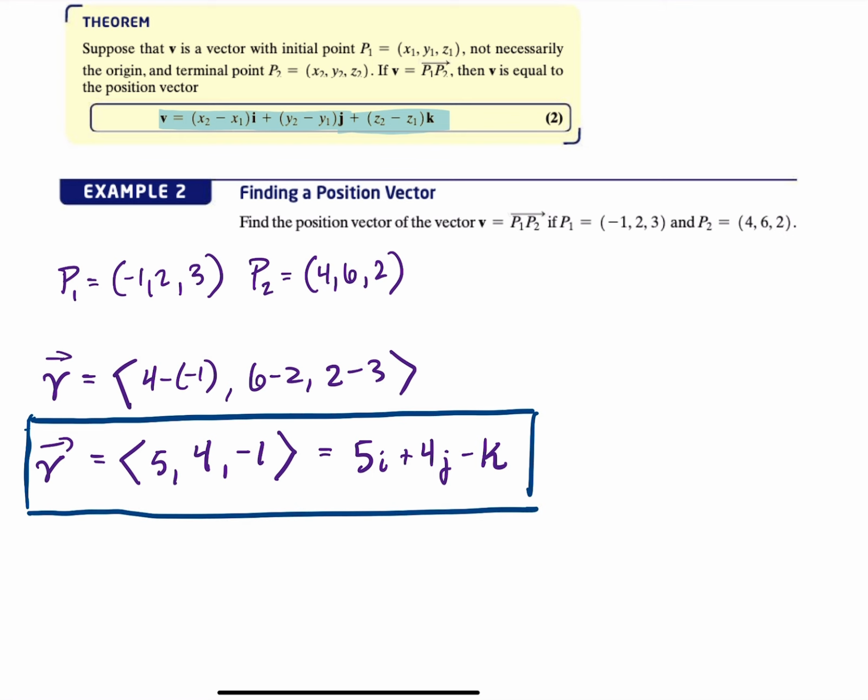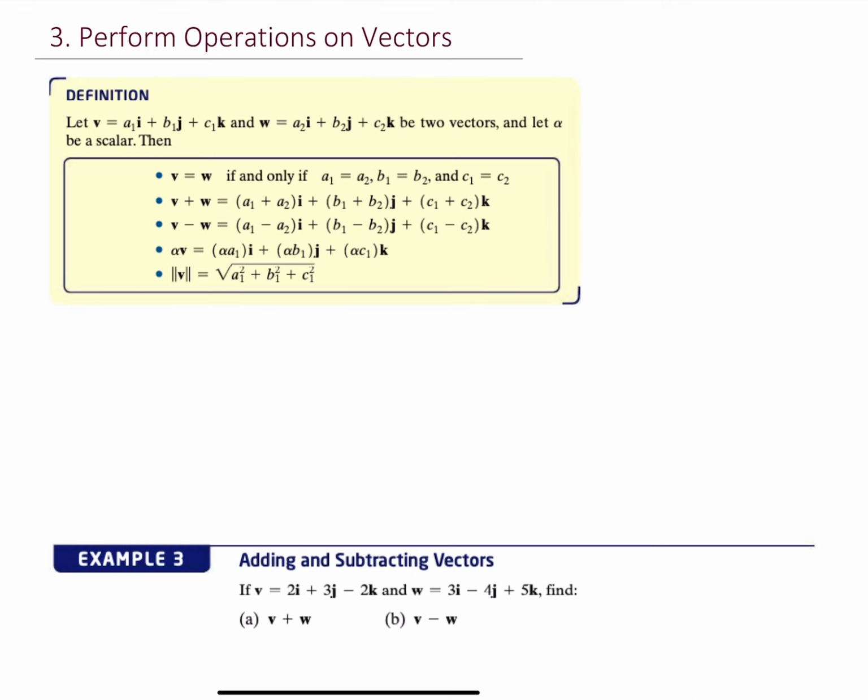We can do all of our familiar operations with vectors in the third dimension as well, so we can add them together. Vectors are equivalent if they have equivalent components, if the a, b, and c values are the same. Vector addition is just the sum of related components. Vector subtraction is the subtraction of related components just with our extra term. Scalar multiplication, that scalar value multiplies to each respective component.